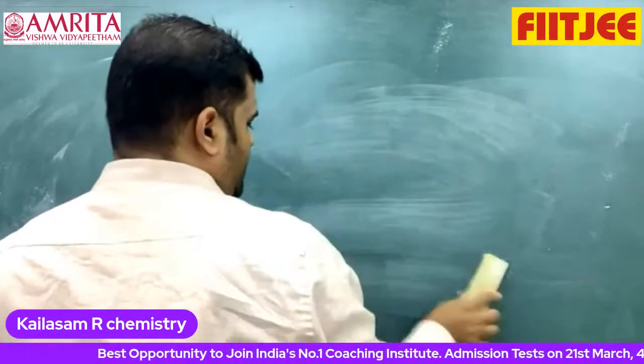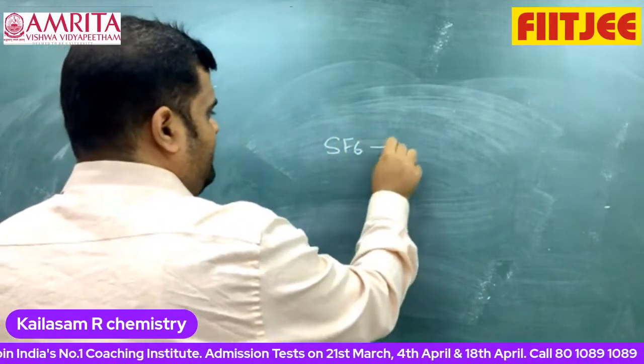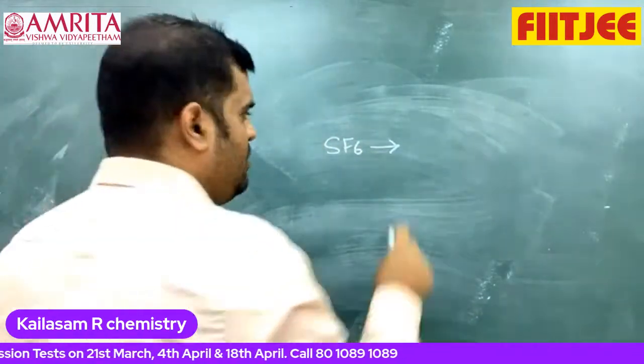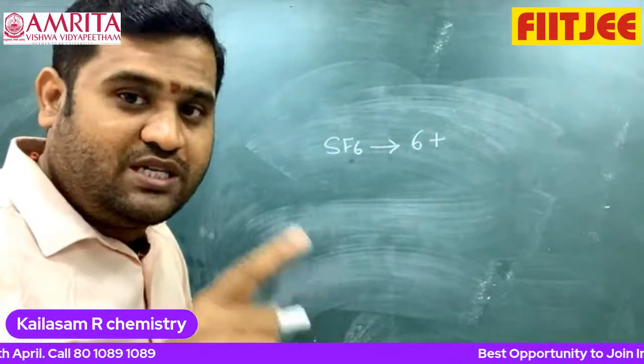Now, last will be SF6. When it is SF6, please keep it in your mind. The central atom is sulfur. What is the valence electron? 6. Plus what about fluorine? Fluorine also has 7 electrons.